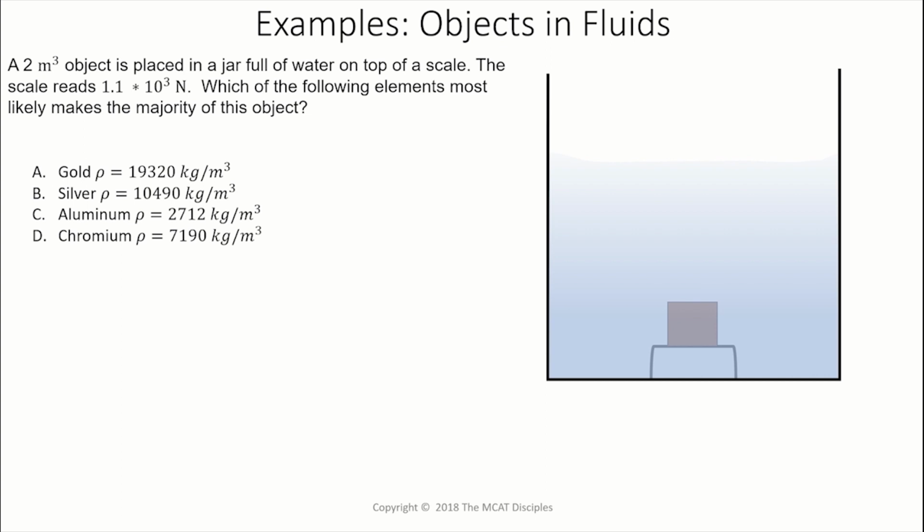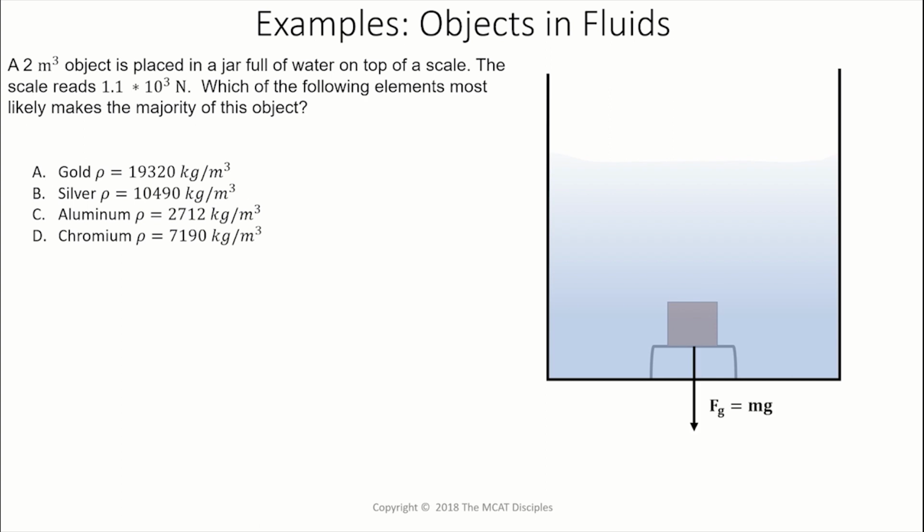So this question is essentially asking you, you have a volume of a given object. What is the mass of that object? And then based on knowledge of the mass, you can calculate the density of that object and then compare that to these densities here and say which this density is closest to, and that's what the object is most likely made of, or made mostly of.